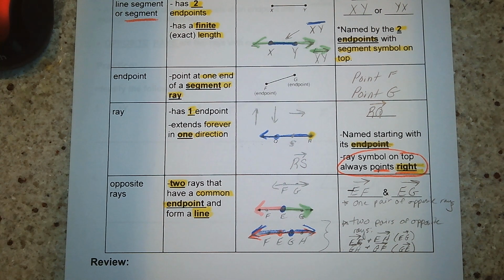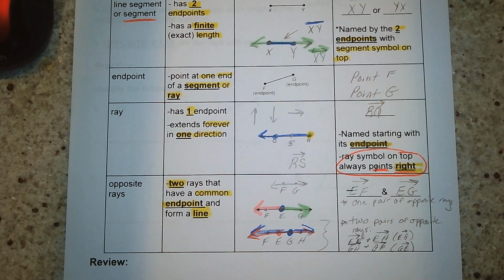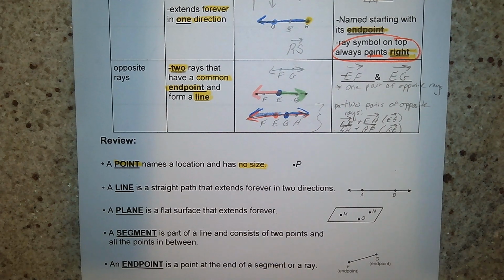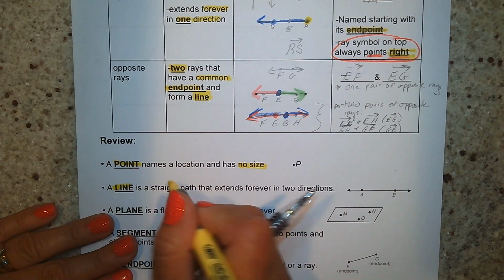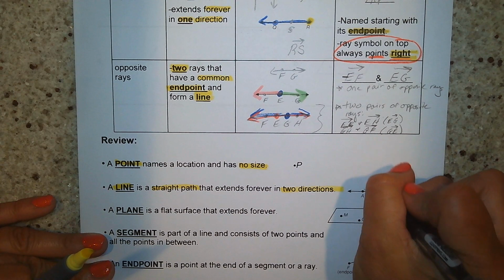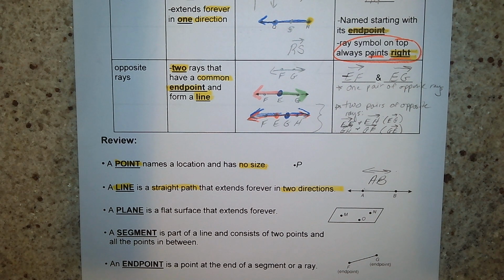All right, now let's do a quick review. A point names a location and has no size. The example for us here is point P. A line is a straight path that extends forever in two directions. In this particular case, this is line AB. You could also call it BA, either one.